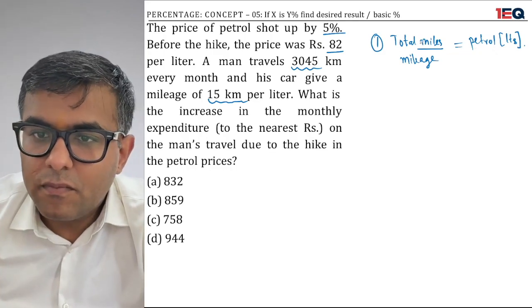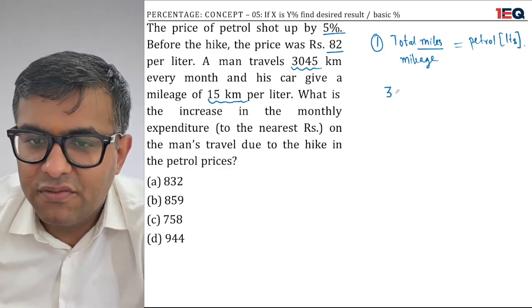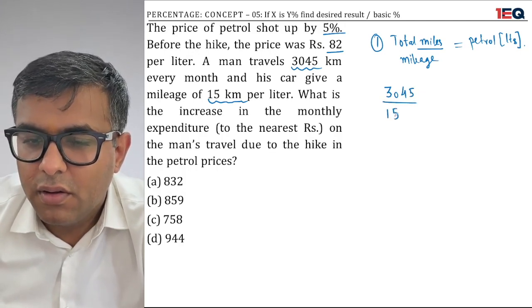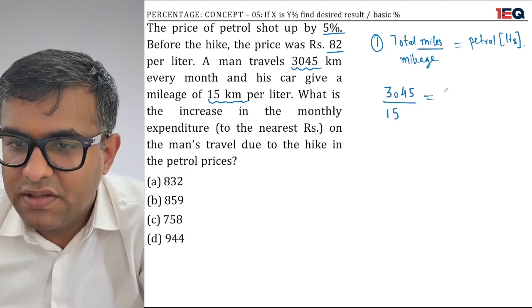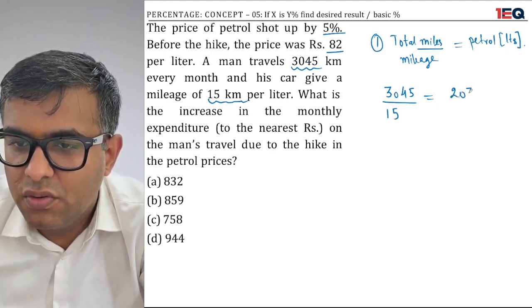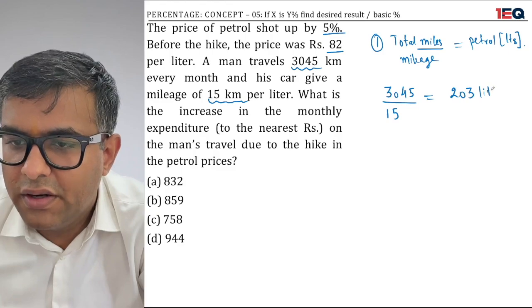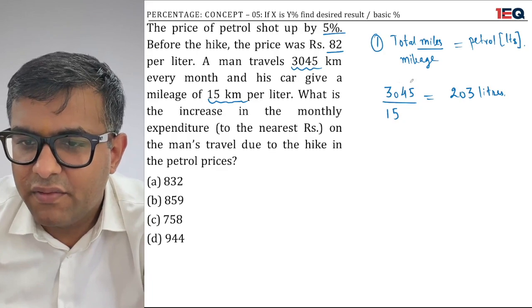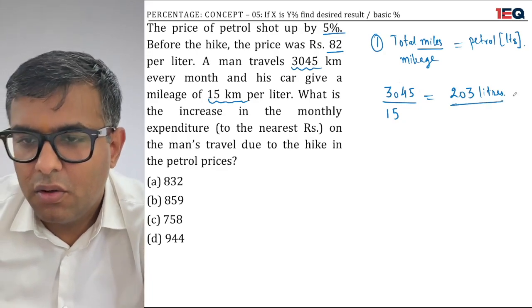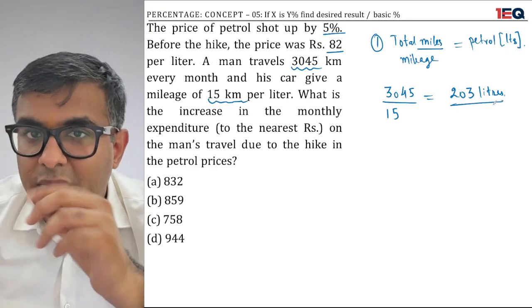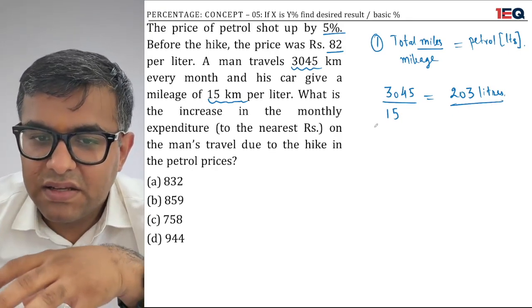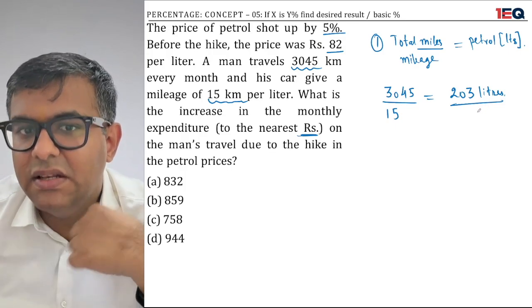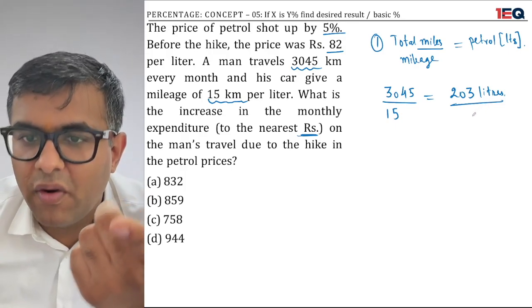Okay. The total miles that we have is 3045. Now, dividing it by 15, which is the mileage, this comes out to be 203 liters. Okay, 15 twos are 30, 15 threes are 45. 203 is the total petrol that he consumes every month. Now, the answer is required in rupees, and I'm still sitting on liters. This means that I'm still one step behind of what needs to be done.